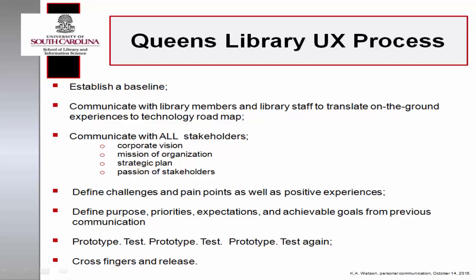Define the challenges and pain points in the process, as well as positive experiences. Mandate to do no harm to the positive experiences in the next iteration of the process. Define the purpose, priorities, expectations, and achievable goals from previous communications. Find fresh eyes to test and retest to get feedback. And finally, trust the process and release.